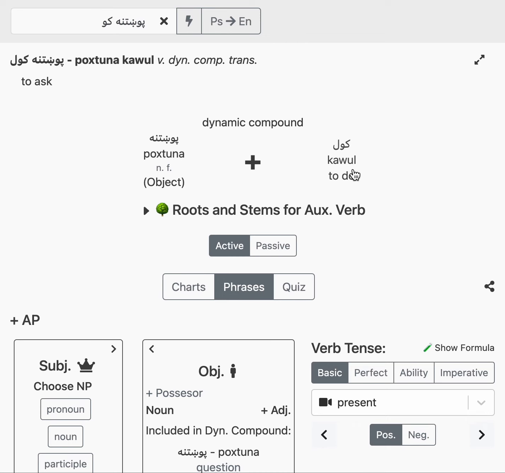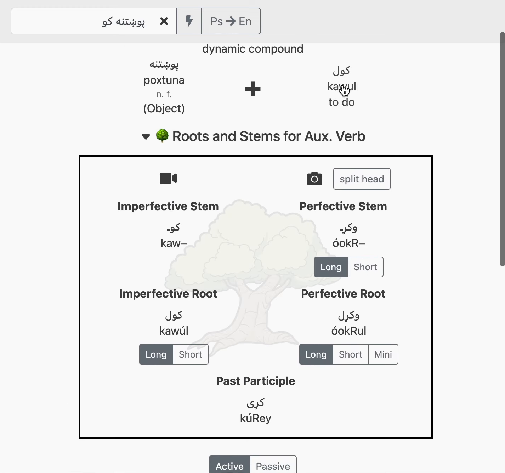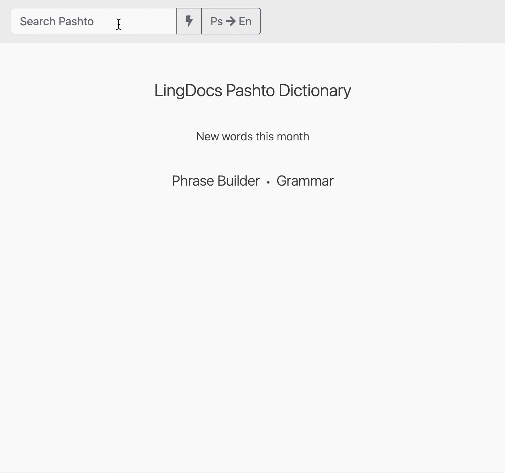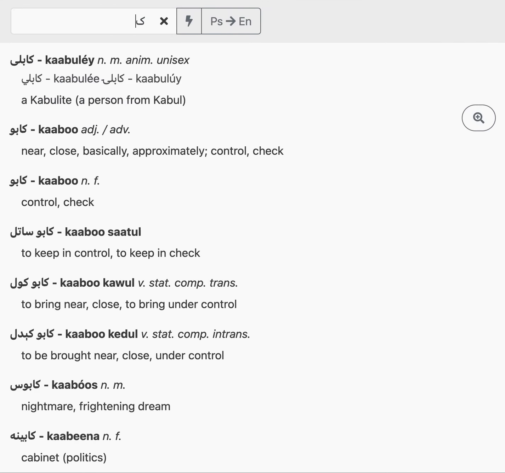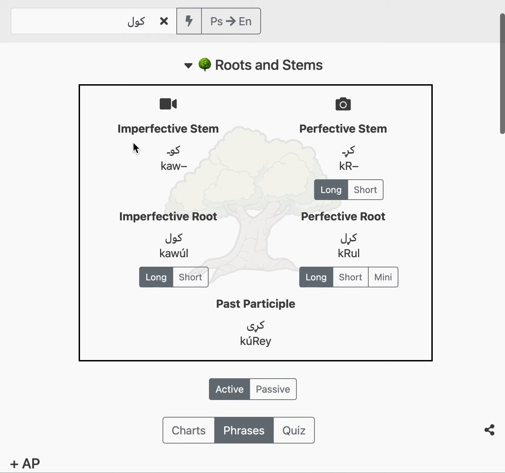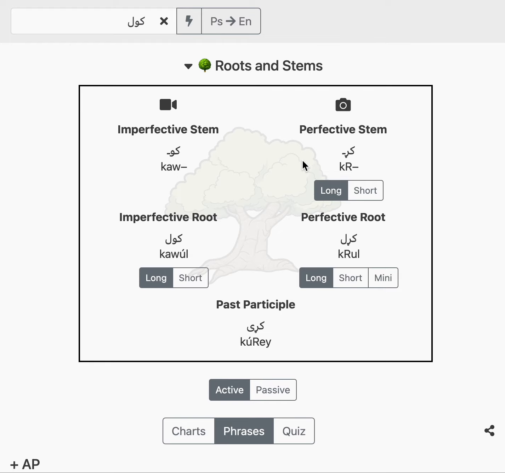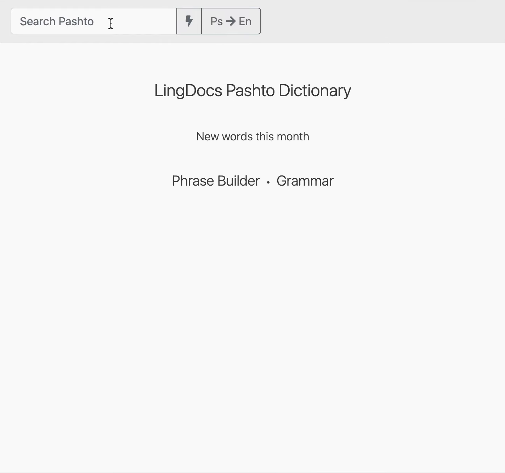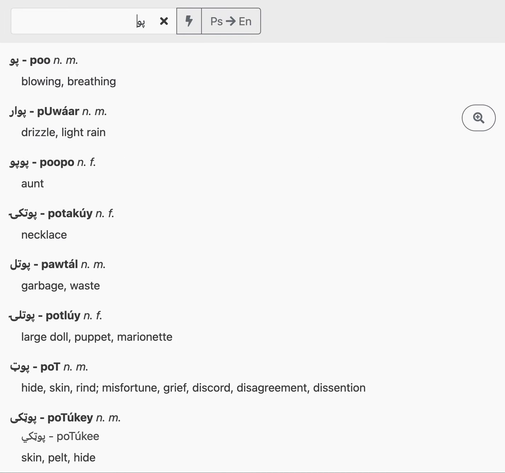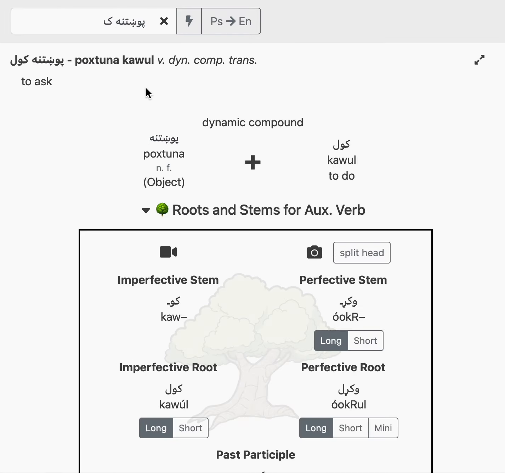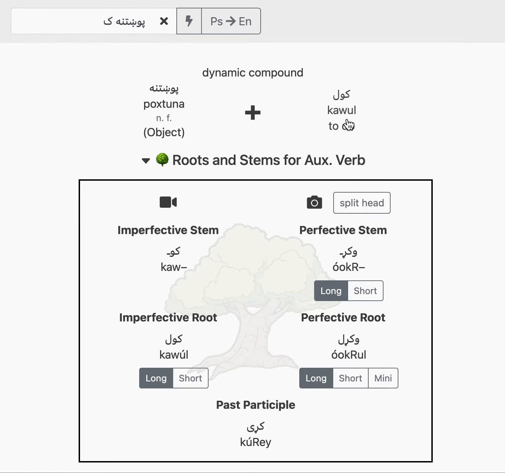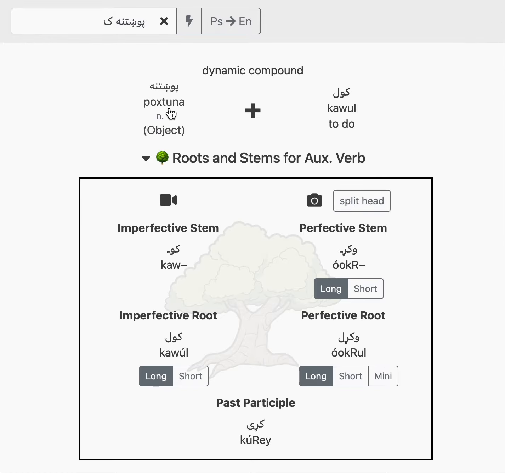So basically, when we say to ask in Pashto, we're saying here to do a question. Now notice this is kawil to do, not kawil to make. If we look at the roots and stems here for this auxiliary verb, we notice that on this side it takes a wu over there. But if we look at kawil to make, then the roots and stems are different. It doesn't have that wu prefix there. So we'll see more about the difference between that in the next video. But let's look back at pochtana kawil. So this is using the auxiliary verb to do, and then it's bringing along the object here.